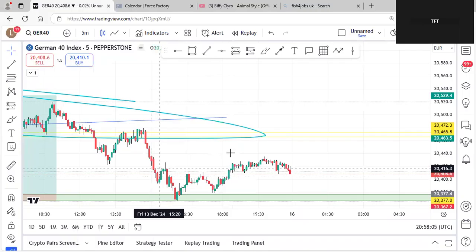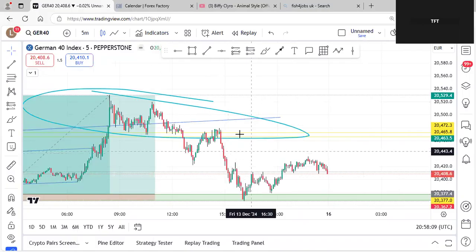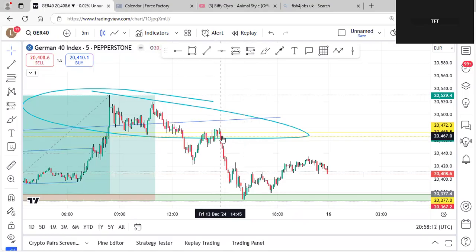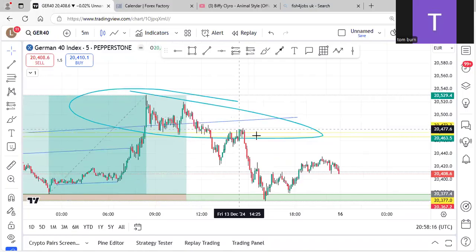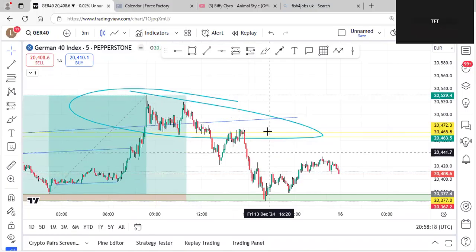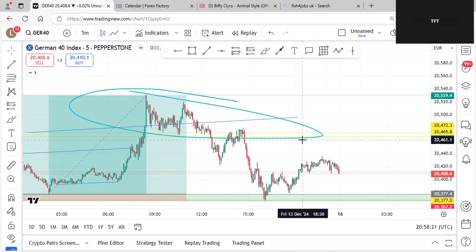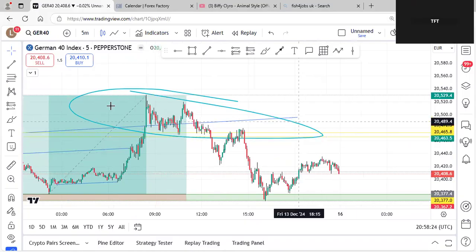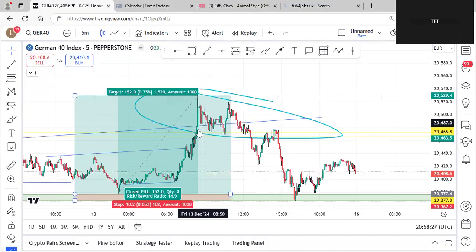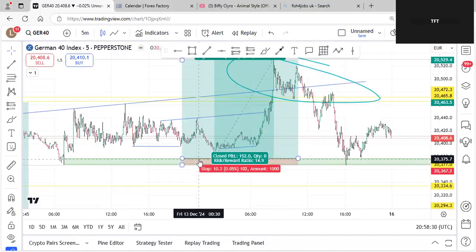But what I will be doing is I'll mark some imbalances, so there'll be something around here. I've probably got one up there, something like that. So I'll mark these imbalances. If we get a build up of liquidity, fill an imbalance, I'll wait for a 1 minute change of character. But I'll have my eye on this sort of area at some point this week, no doubt.